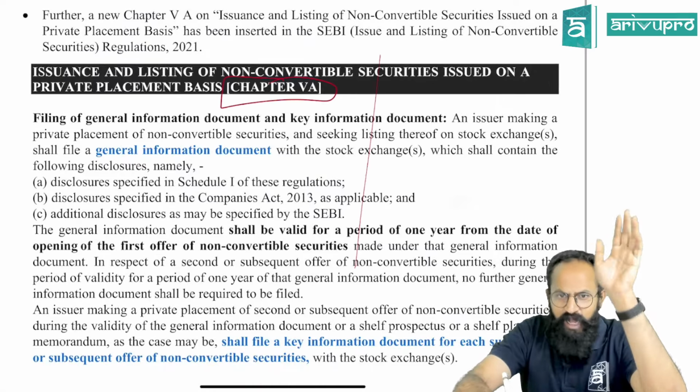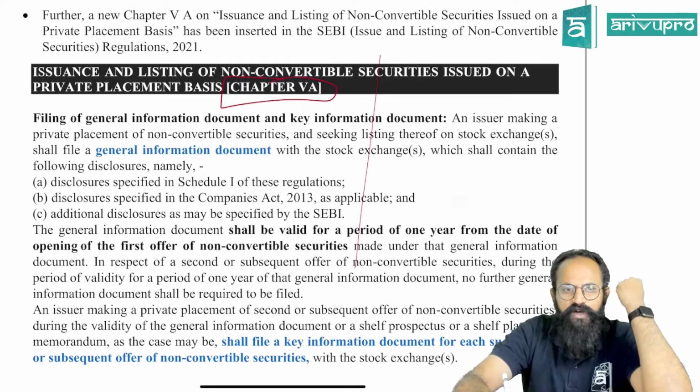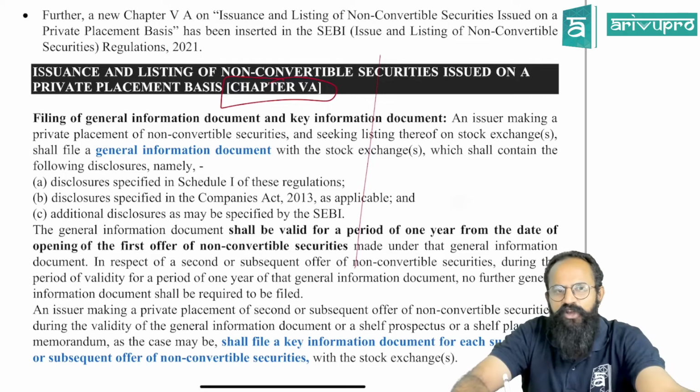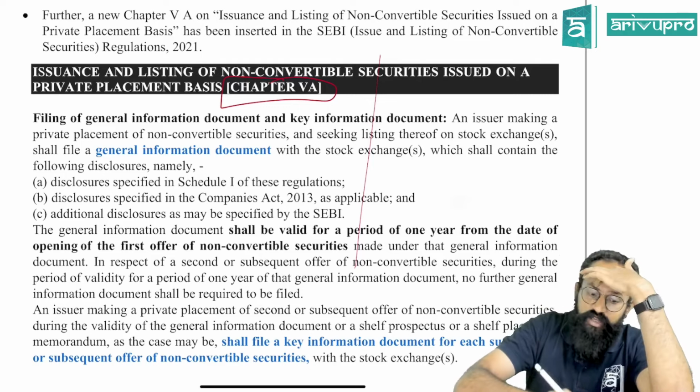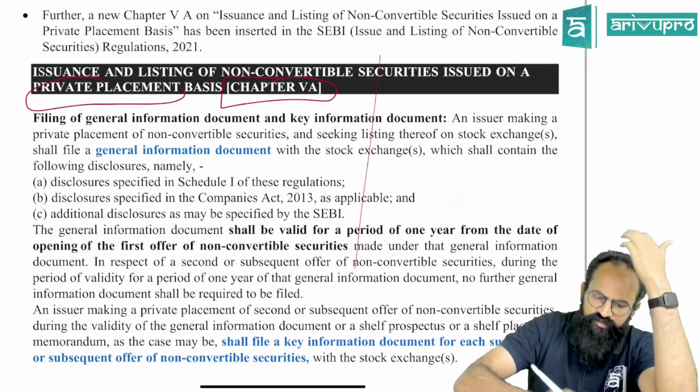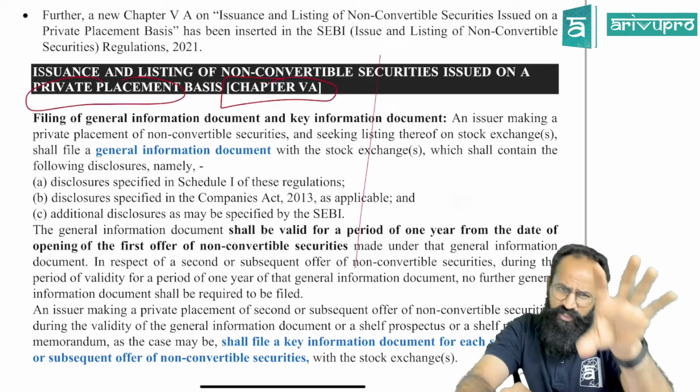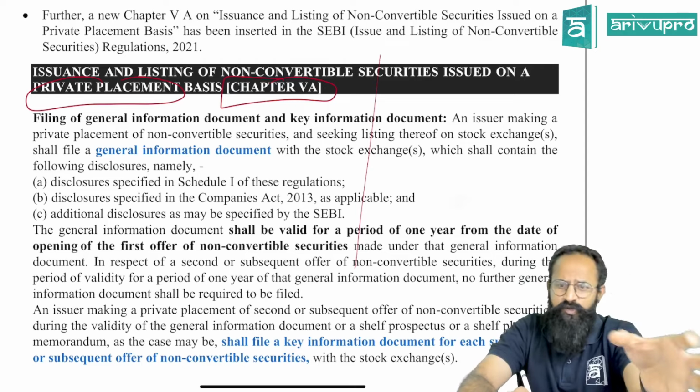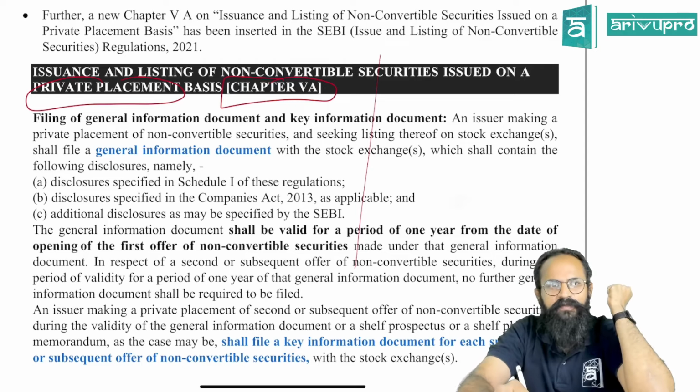Earlier, you would go for a public offer of these non-convertible securities. Now they're telling you the same thing can also be issued on a private placement basis. What do you mean by private placement basis? You are allotting securities to a selected group of investors.